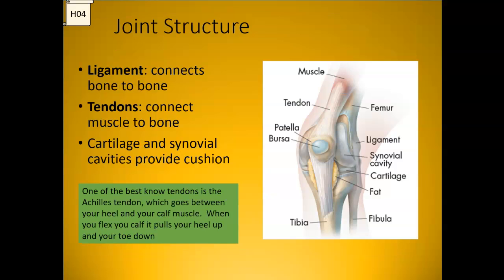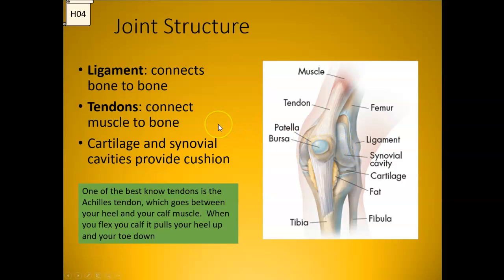All right, and then joint structure. So what holds movable joints together is we have things called ligaments, and that connects bone to bone. So if you look here, you can see the ligaments going across. This is the knee again, the patella, femur, tibia, and fibula. So the ligament goes across here. So you may have heard of some people having an ACL injury. So that's an injury that occurs to a ligament that goes across the knee.